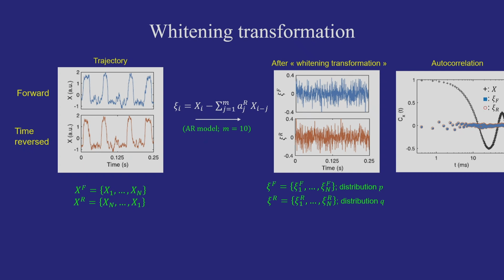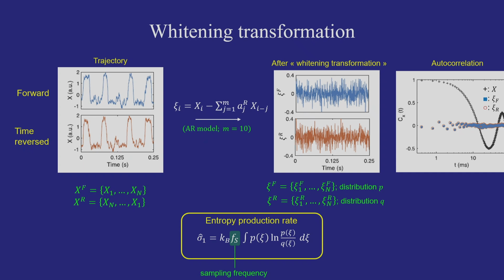After transformation, the residuals, xi r and xi f, are flat, and we have stochastic variables that are independent and identically distributed with distributions P and Q, respectively. Now it's relatively easy to estimate the Kullback-Leibler divergence because these distributions P and Q we can get from just computing histograms of the fluctuations of the residuals.